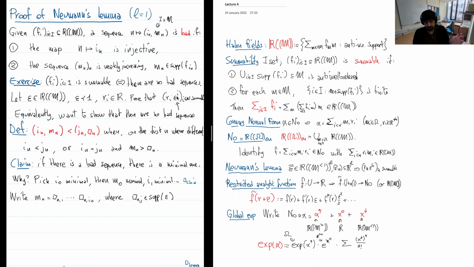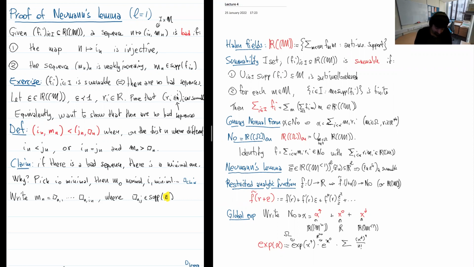m_n is in the support of epsilon to the i_n, so I can write it as a product of monomials in the support of epsilon. And now it's crucial that this epsilon is always the same for everybody. It's just this one, and it's infinitesimal. Because now what we know is that the support of epsilon is anti-well ordered, and we know that everything is less than 1. Everything is infinitesimal in epsilon. So let's use this information now.